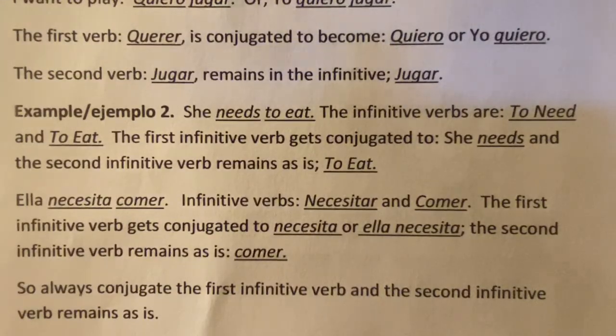So the infinitive verbs almost always get conjugated. But as you can see here, sometimes they don't, because we didn't conjugate comer and we didn't conjugate jugar. So always conjugate the first infinitive verb, and the second infinitive verb remains as is. Okay, class, that was a reminder and a lesson for those of us who are learning about making our own sentences.